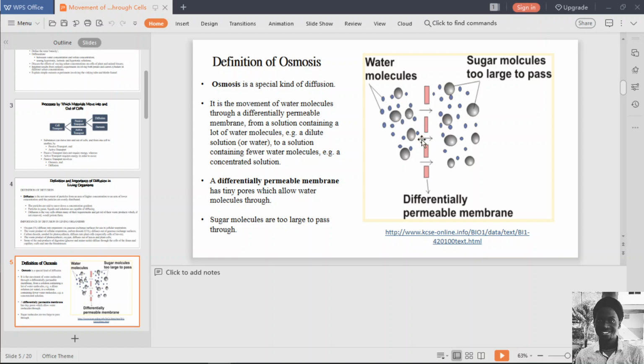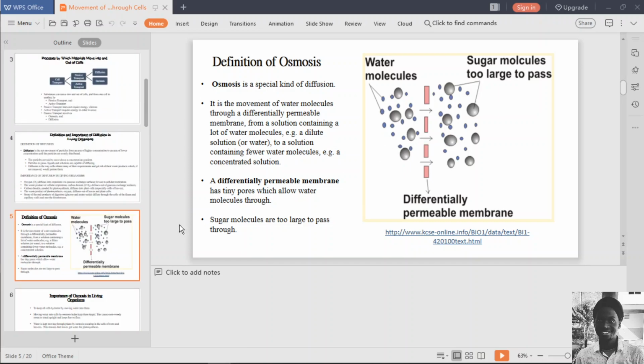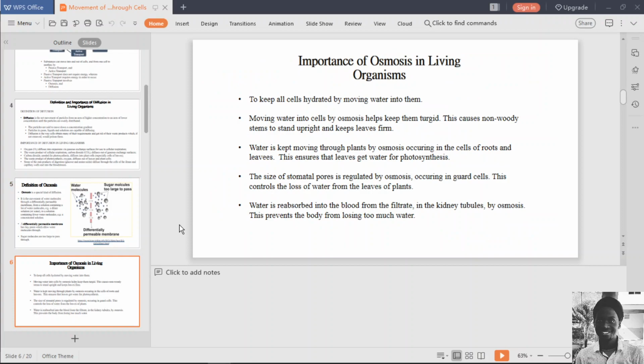The water molecules would go from where you have a little bit of solute to where you have a lot of solute. So from low solid concentration to high solid concentration, from high water concentration to low water concentration, because the ratio of water molecules to sugar molecules here is higher than the ratio of water molecules to sugar molecules here. So water would go from where it has a higher proportion to where it has a lower proportion through the differentially permeable membrane.